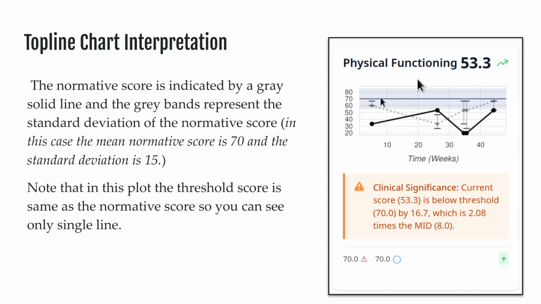The normative score over here is indicated by this gray straight line. It is also indicated by this value, and we can see that the normative score has these gray bands, which are basically the bands of standard deviation around the normative score. So in this case the standard deviation is 50. Here the threshold score and the normative scores are both the same, and therefore you can only see a single line.